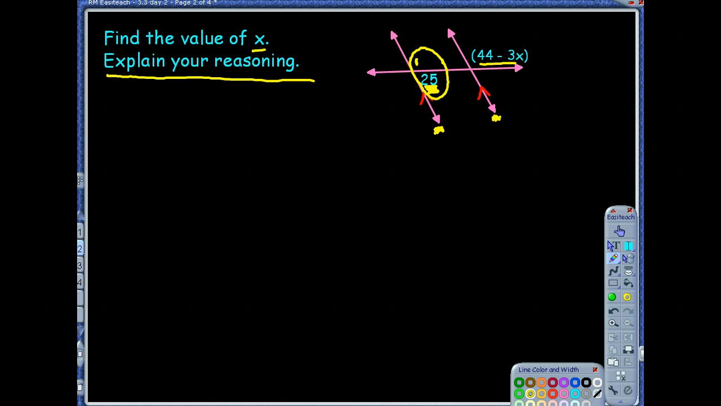Okay, so I know supplementary means they add up to 180. So I'm just going to call that angle 1 and say that plus 25 is equal to 180. Okay. And that's because of, what would be a good reason for that? That would be because of the linear pair postulate. So we do have to explain kind of how we're getting that other angle, so that way we can use that to find angle x.